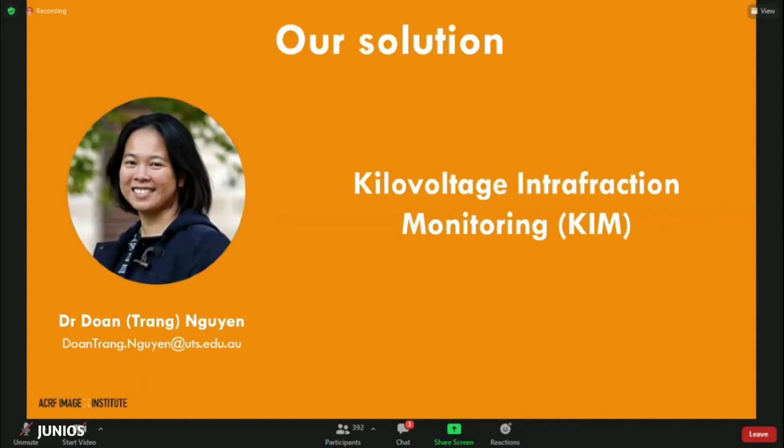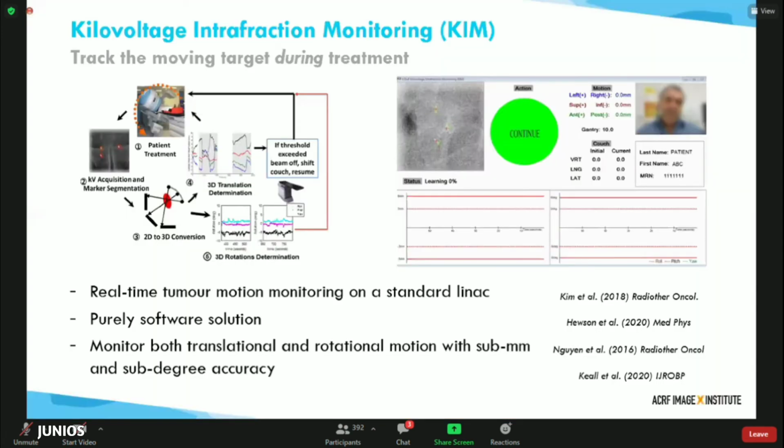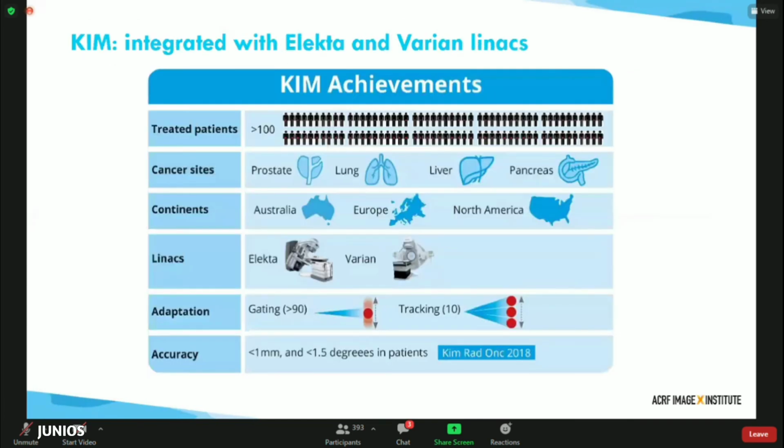KIM is a software solution developed within ImageX that can be incorporated on a standard linac to monitor both translational and rotational motion of fiducials during treatment delivery. It has already been used to treat over 100 patients on 3 continents for prostate, lung, liver, and pancreas cancers. It can track objects in real time with sub-millimeter accuracy, and this information can then be used to either gate treatment delivery or steer radiation to the moving target.